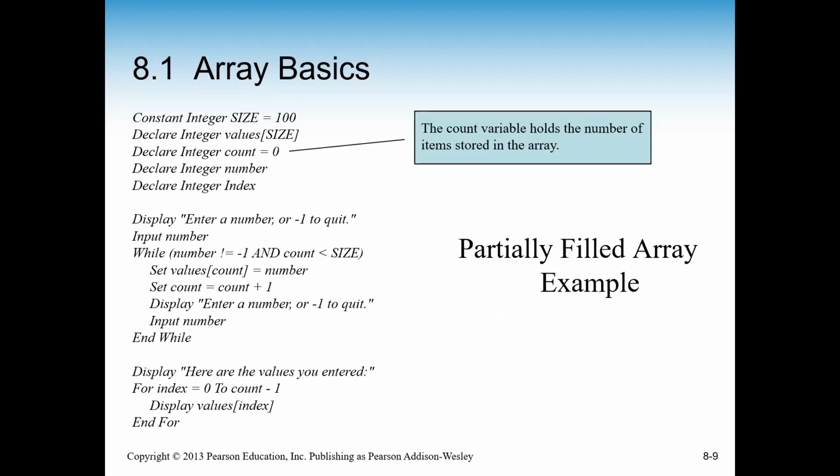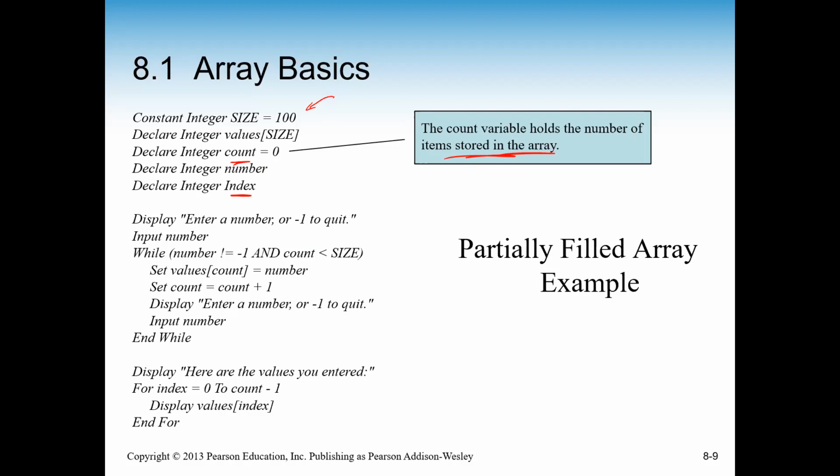So let's look at this one here. Some array basics. This is an example, really. As you can see, there's a count variable there. There's an index variable there. So you've got the index over here. You have a count. The count variable holds the number of items stored in the array. So logically speaking, how many do we have? And then we create a very large array here, size 100.